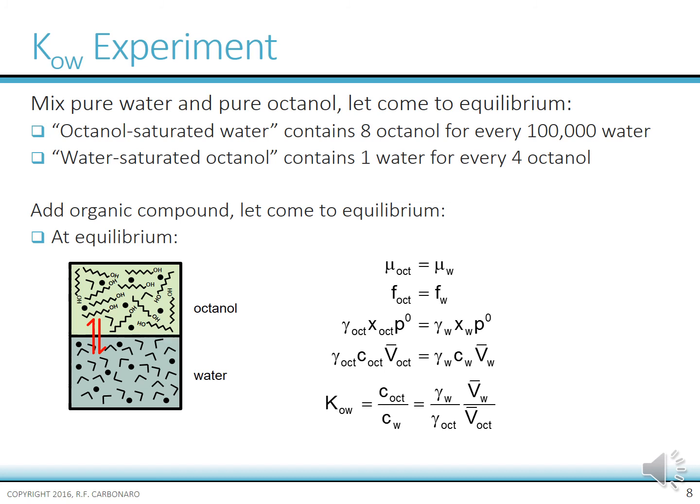We're then going to swap out the mole fractions for concentrations, because that's what we're more used to dealing with, and we're also going to cancel out the vapor pressures because they appear on both sides of the equation. When we swap out the mole fractions, we wind up with the concentration in the octanol phase times the molar volume in the octanol phase on the left-hand side of the equation. And on the right-hand side, we wind up with the concentration in water times the molar volume of water.